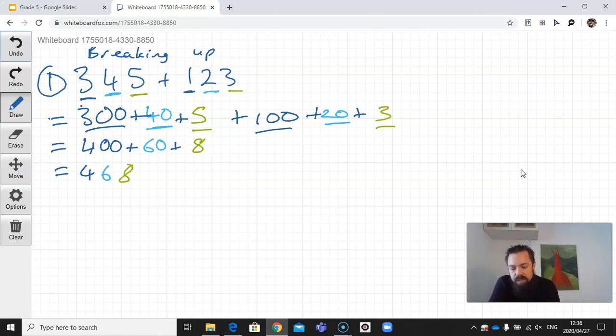So some of your teachers might teach you to do this. It's perfectly usable. I find it ends up taking too much space, but that's just me. It's really up to you which one you use. But breaking the number up and putting it back together, that's a perfectly legitimate option. I'm going to take the same options now, and I'm going to look at it in a number line.